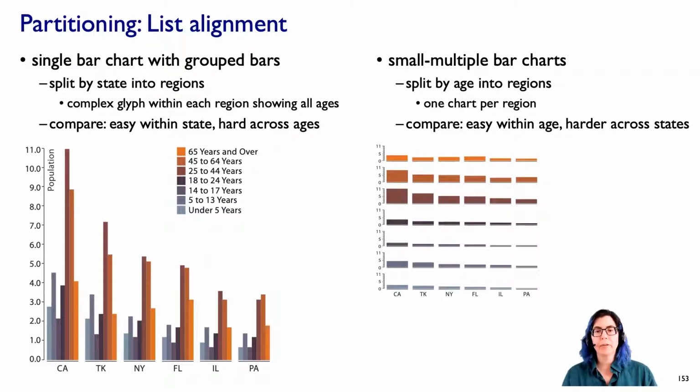So in contrast, we could do it the other way around. If our first partition is that we split by age, and then we've got one region for each age group, well, now we can do a small multiple approach where we look at one chart for each of these regions. And now it's very easy to compare within the age. We can actually see it's much harder to compare across states, but much easier to compare within the age. So there's no single right answer. It depends on understanding your task, which is the answer for many, many, many visualization questions. It depends, and it's task dependent.